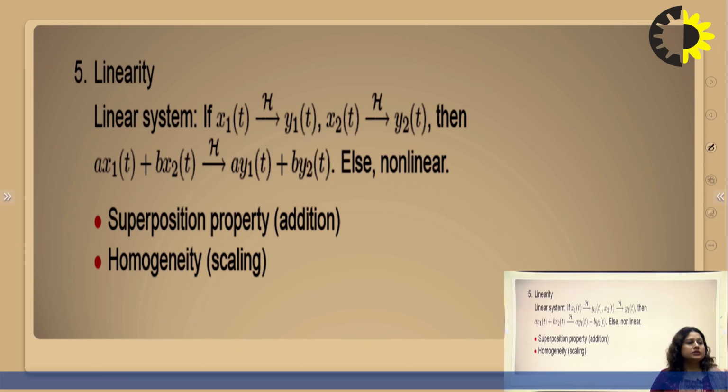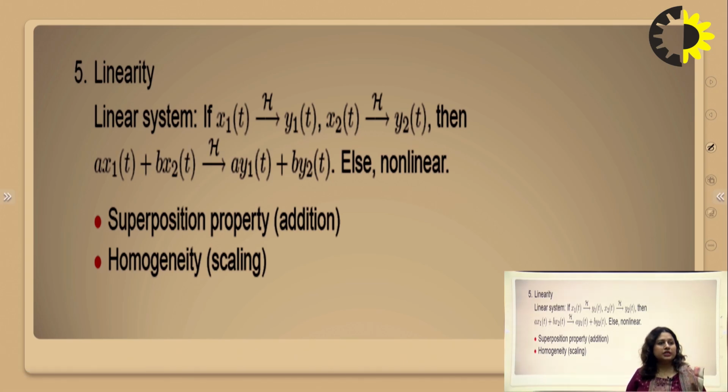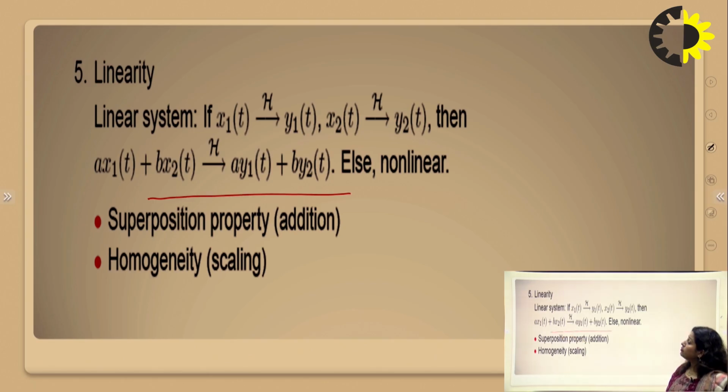The linearity property holds two properties. The first one is superposition and the other one is homogeneity. In superposition, we are just adding x1(t) plus x2(t), which applied to the system will give you y1(t) plus y2(t). But when you scale x1 with a and x2 with b, it becomes a x1(t) plus b x2(t), and the output you get from the system is a y1(t) plus b y2(t). If this property holds, then it is linear, else it is non-linear in nature.